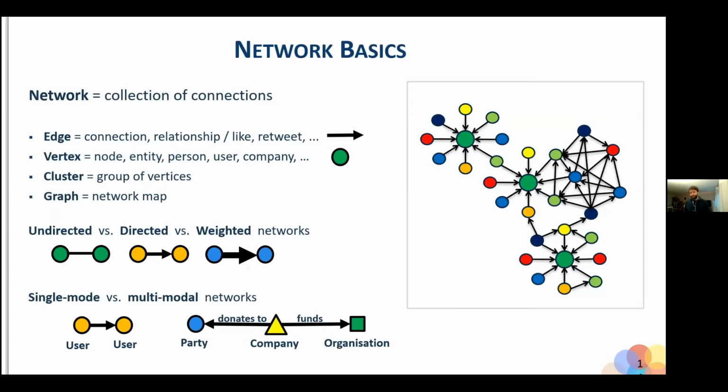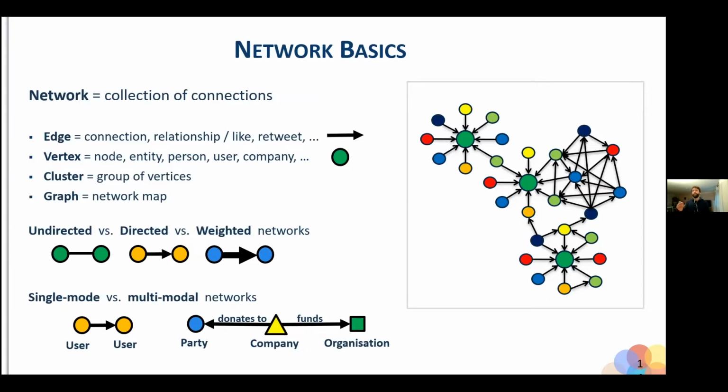Okay, now let's take a little step back and look at network basics. So in general, a network is a collection of connections, and that just means it's a long list, or maybe it's 2 columns from one person or entity to another one, and that's what we call an edge. That's a connection. It's some sort of relationship. If you like something or retweet or mention somebody, then a connection is made from one user to another, if we speak in a social media network way.